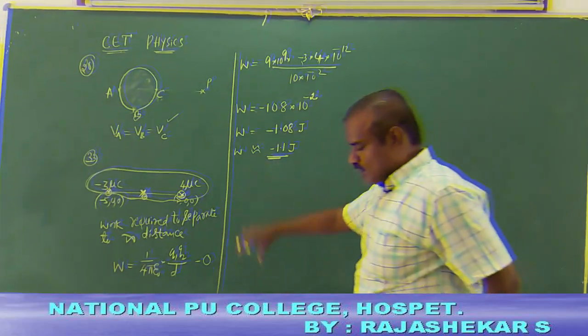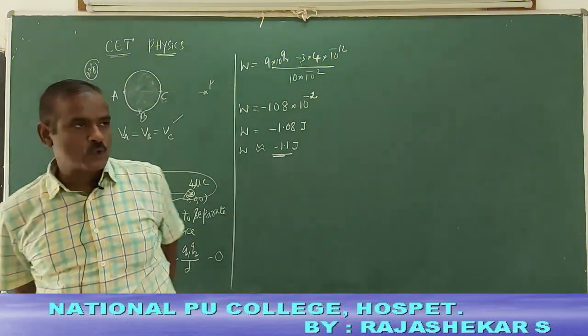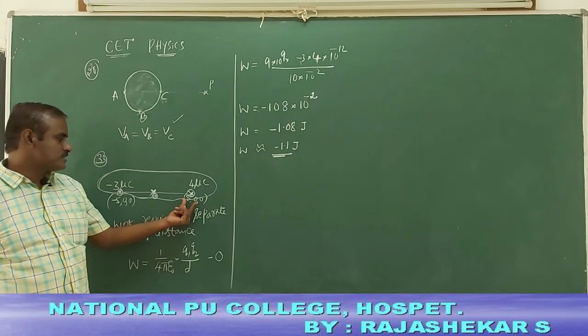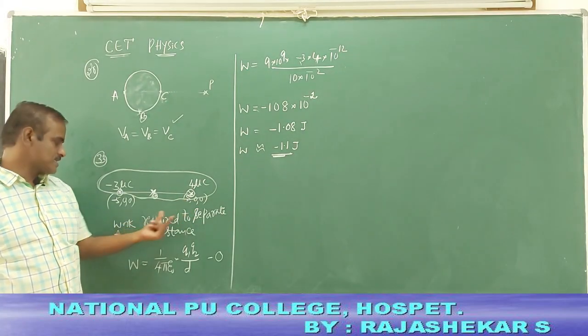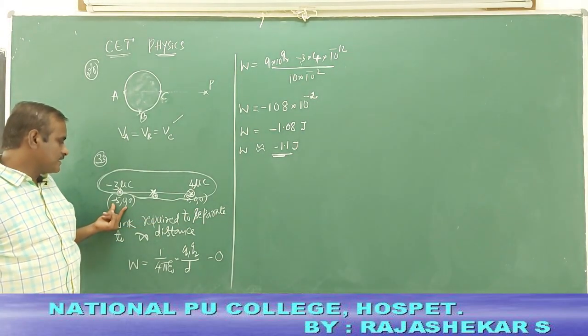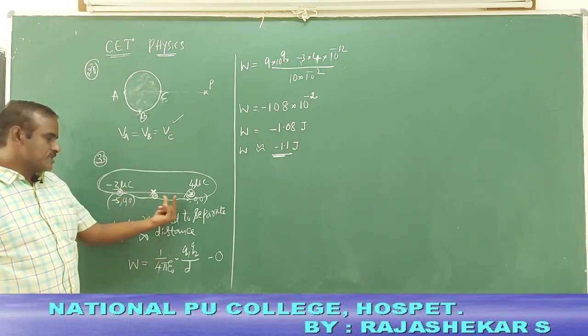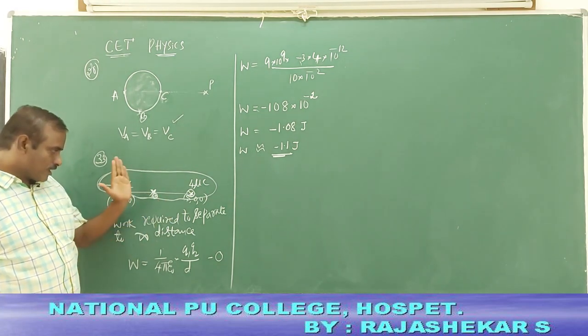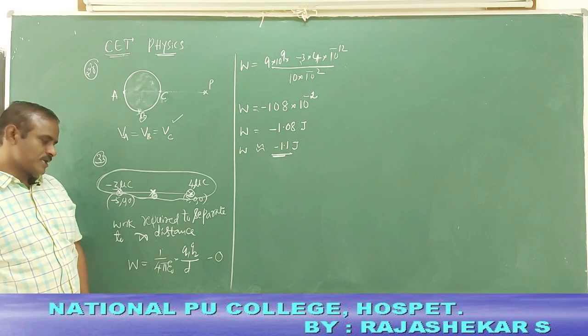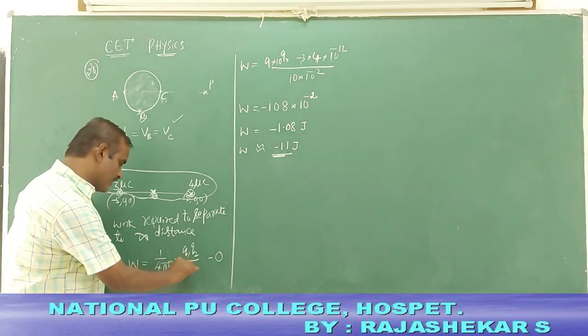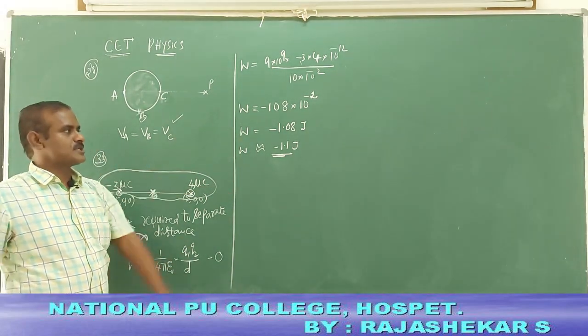The two charges minus 3 microcoulomb and 4 microcoulomb are separated by distance. One is at 5 centimeter on the positive x-axis, one is at minus 5 centimeter on the negative x-axis. So distance will be 10 centimeter. So at this position for this arrangement, they have some potential energy, and when they are taken to infinite distance, they have some other potential energy.